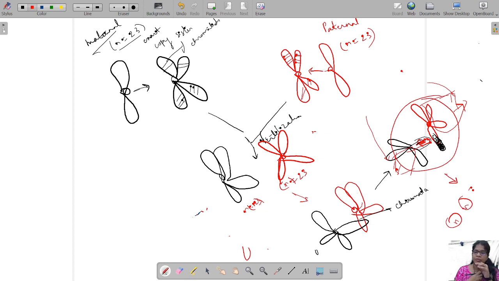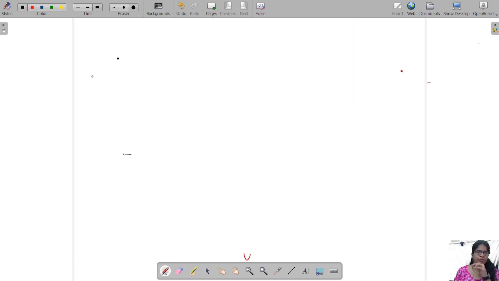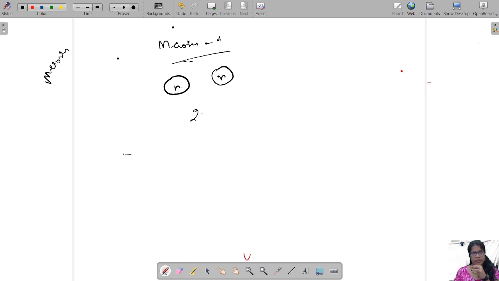So this is how it happens at the end of meiosis 1. One cell ends up with two haploid cells, like 2n giving rise to n and n. This is what happens in meiosis 1.